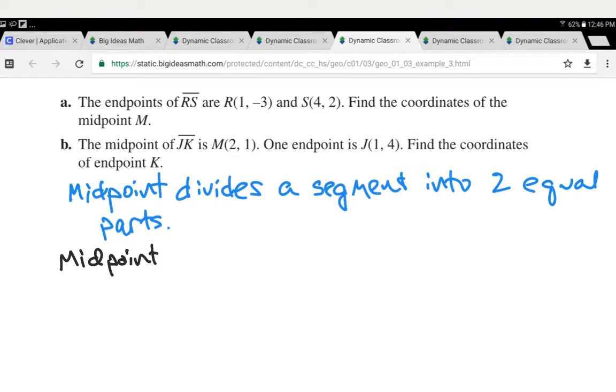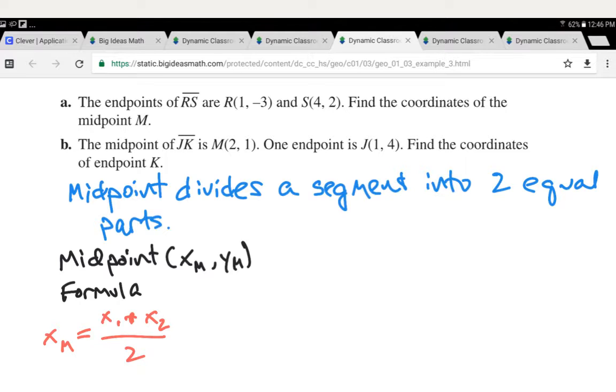All right, so we're going to find that midpoint using the midpoint formula. And the midpoint, we're going to call it x sub m, y sub m. So the midpoint has an x coordinate and a y coordinate. So here's how we find the x coordinate. We go x sub m equals x sub 1 plus x sub 2 over 2. And to find the y coordinate, it's y sub m equals y sub 1 plus y sub 2 over 2.